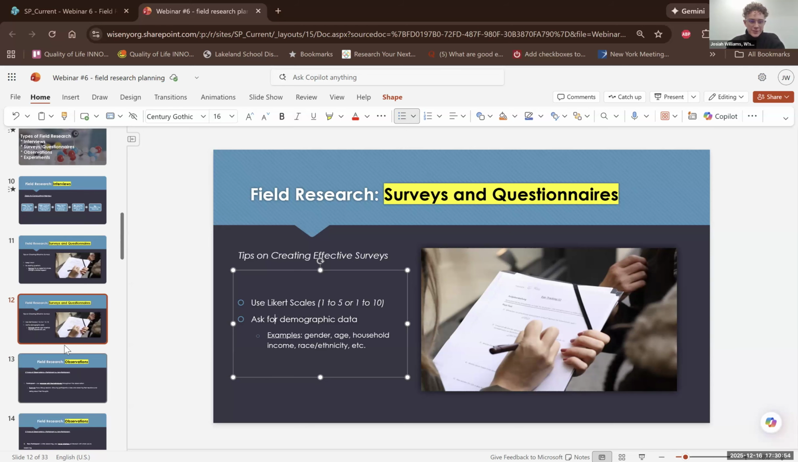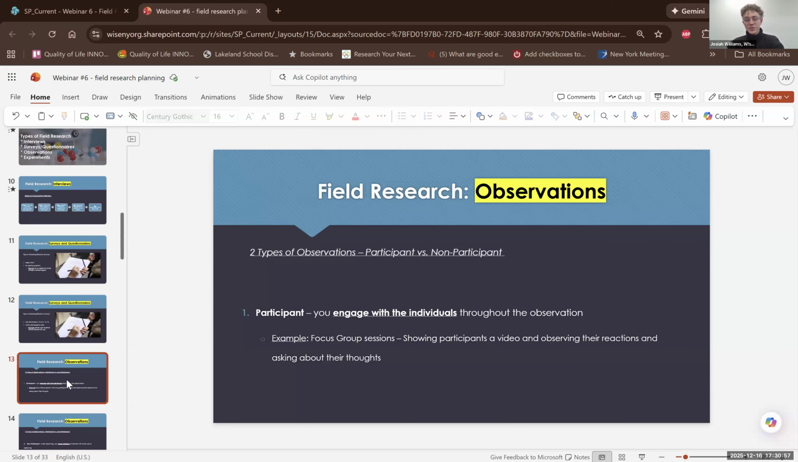So moving on, after survey research, we have observational research. And there are two different types of observational research that I think are really cool to think about. So the first type is participant observational research. This is where you engage with the individual or the object that you are observing. So observational research is you are a scientist, you are primarily taking notes, just looking, just observing. But in participant observational research, you're engaging with the individual. So you are an active participant.